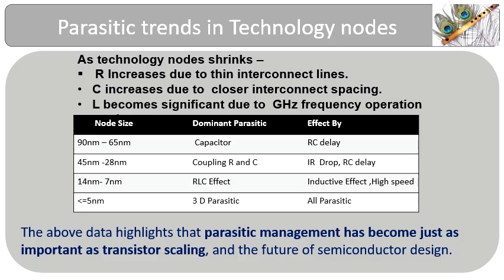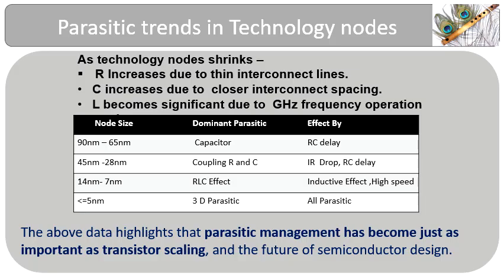The 90 to 65 nanometer node is the beginning of the deep submicron era, wherein parasitics could no longer be ignored. Due to wires being packed closer together, capacitance effects dominated, resulting in the introduction of low-k dielectric materials and better routing methods. The 45 to 28 nanometer node was the era of increased resistance and RC delays.